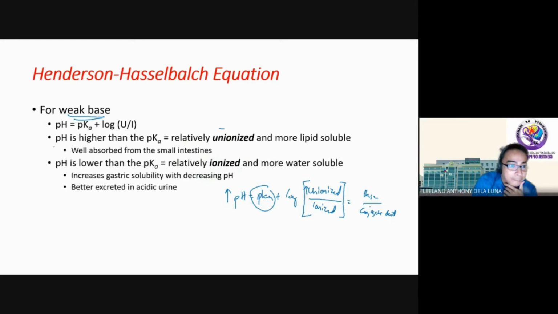Kaya kasi ganyan to ha. Ang sabi dito, di ba? If pH for a weak base drug, if pH is higher than pKa, then it will exist relatively in its unionized, more lipid-soluble form. Okay? That's why weak base drugs are said to be more absorbed in small intestines. Kasi si intestines is basic. Tapos weak base ang drug ko. So base, unionized, absorb. Make sense?